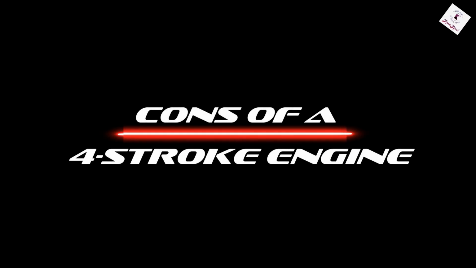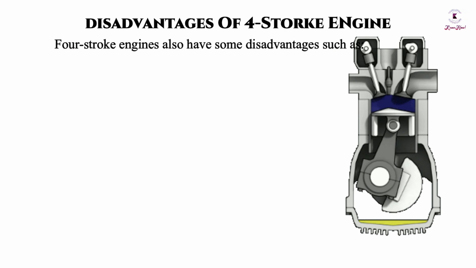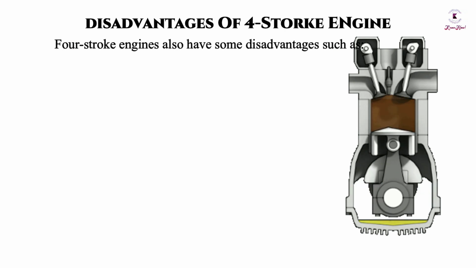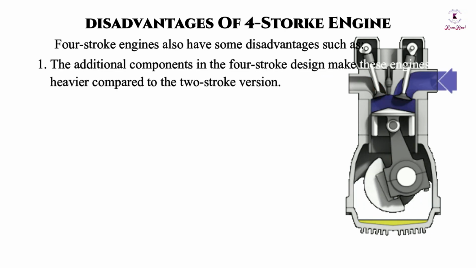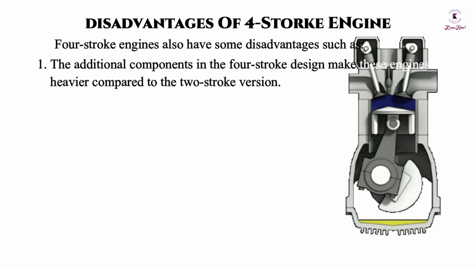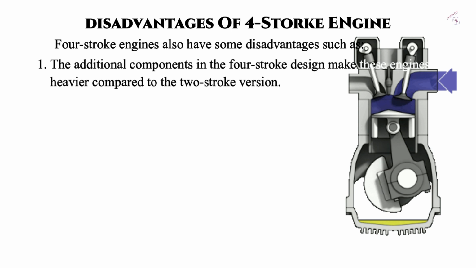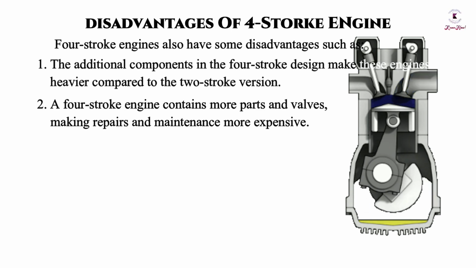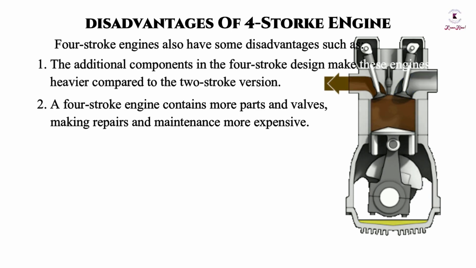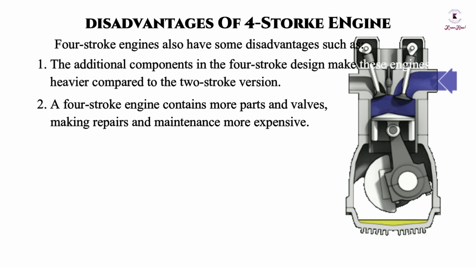Cons of a four-stroke engine. Four-stroke engines also have some disadvantages such as: 1. The additional components in the four-stroke design make these engines heavier compared to the two-stroke version. 2. A four-stroke engine contains more parts and valves, making repairs and maintenance more expensive.